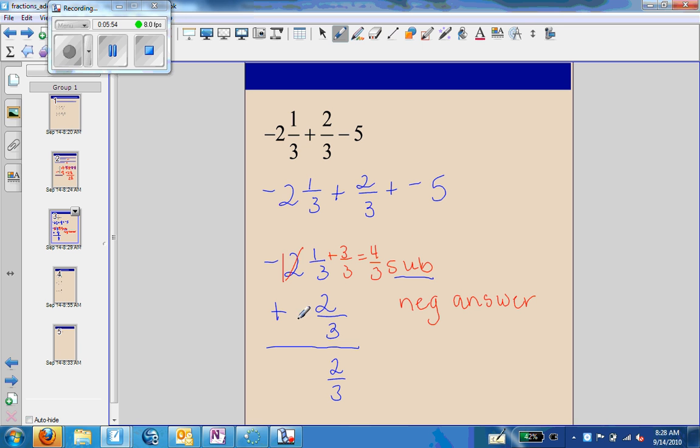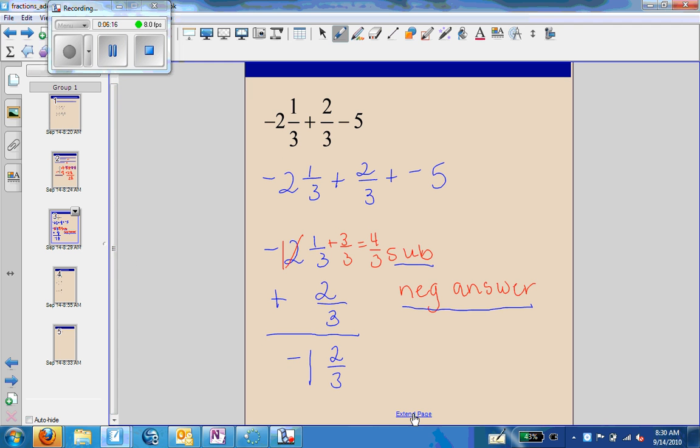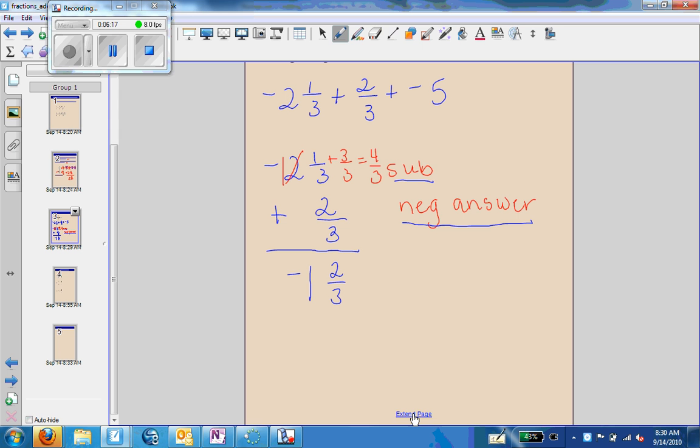And 1 minus, there's an understood 0 here for the whole number. So 1 minus 0 is 1, and it's a negative answer because we had more negatives than positives to begin with. So we have finished finding the sum of negative 2 1/3 plus 2/3. Now we need to add negative 5 to negative 1 2/3, which was our answer to the previous sum.